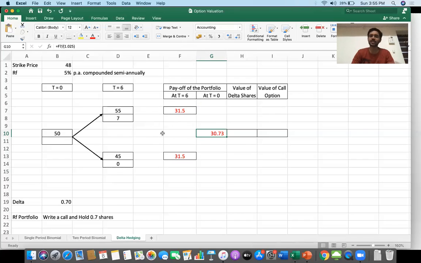This is the value of the risk-free portfolio today. This portfolio consisting of a call option which is written and where we are holding 0.7 shares, 0.7 being delta. I think I said 0.75 shares earlier, but it is 0.7 shares. Okay, so the value of that portfolio today is 30.73.